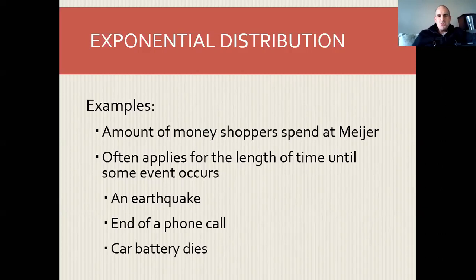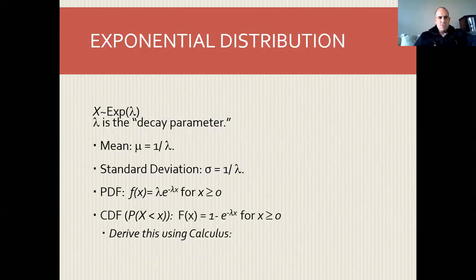The exponential often applies to the length of time until some event occurs, which is why this is an important one, because a lot of times in computer science applications, you want to know how long until something happens, some kind of system failure or something like that. Earthquakes, the end of a phone call, a car battery dying, the length of life of any kind of object, even a person itself. All of these follow an exponential distribution. And here's the formula.